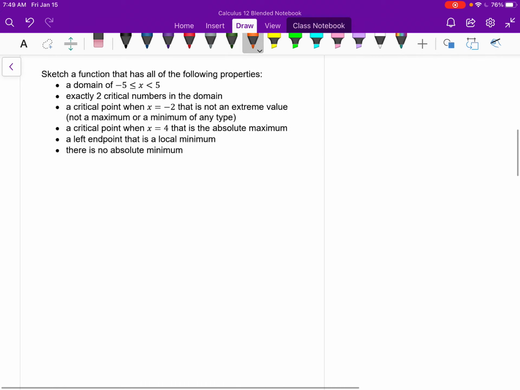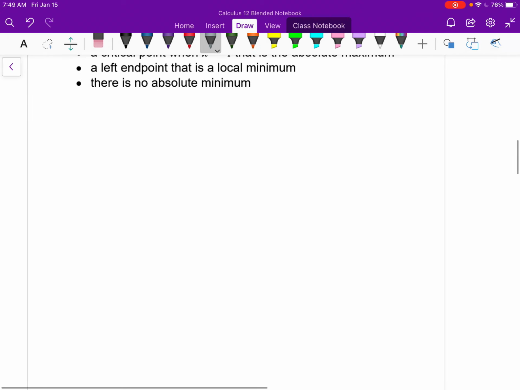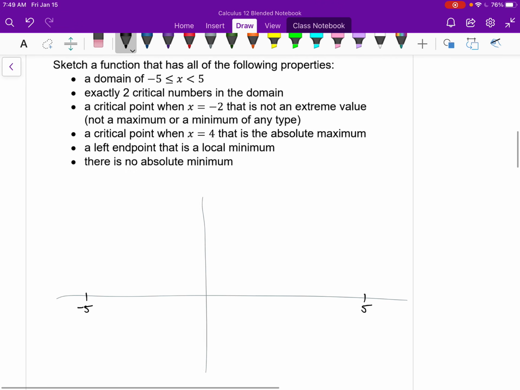So first, I don't really have to, but let me set up a quick sketch for x and y axes here. First, the domain is from -5 to 5. I'm just going to put those on my axes. So -5 to 5. I also have to remember, though, if I look at the domain, -5 is included, 5 is not.